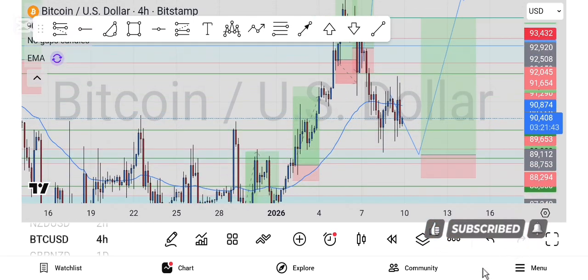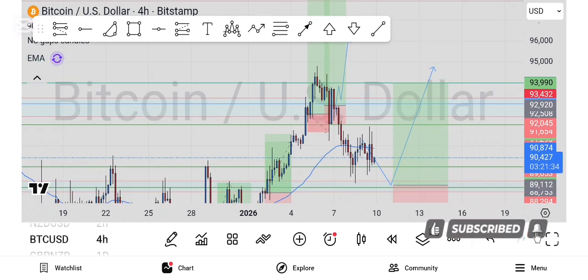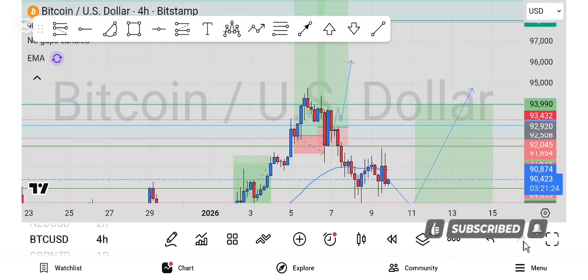BTC USD, I had my first TP at 1:2.93. I also have a 1:5, and I made a mistake here that also caused me to lose this trade.